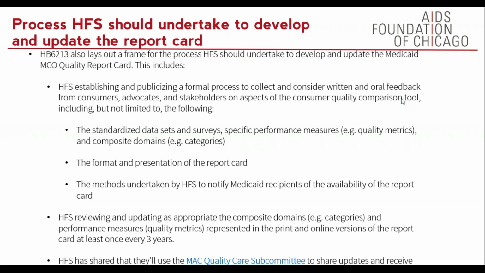The last piece related to this is around the methods that HSS is taking to notify Medicaid recipients about the availability, the actual existence of this report card. We talked about earlier in the webinar that at a minimum, HSS should be sending out, and right now this happens through Maximus, a copy of the print version of the report card when a Medicaid recipient has to pick a managed care entity or organization, and then when it's their renewal time for the same thing. So are there other methods that HSS should undertake to let consumers and other stakeholders know that this report card exists, what it means, how it should be understood, etc.